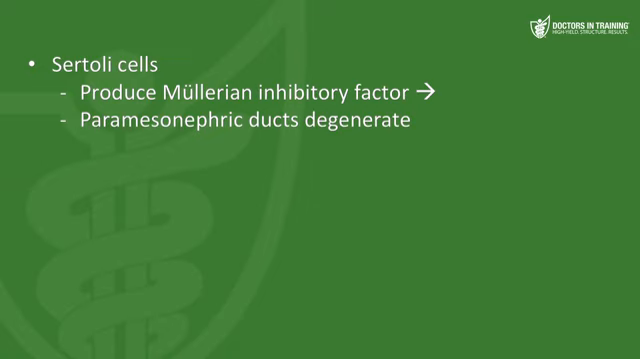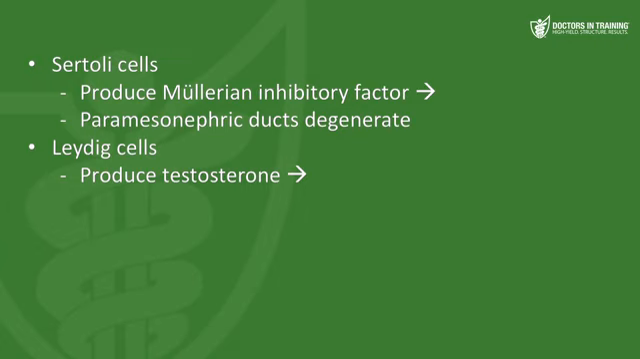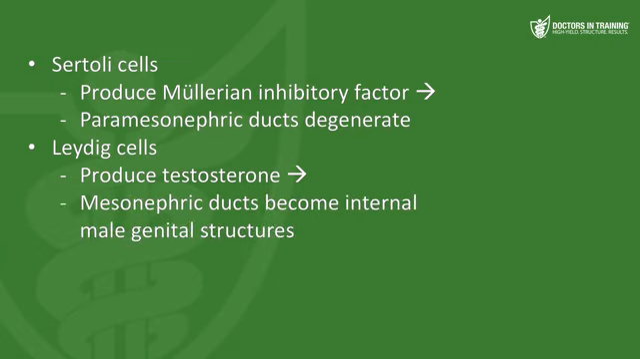The second cell type, the Leydig cells, produce the second hormone, testosterone, and testosterone is what stimulates the mesonephric or Wolffian ducts to become all of the internal male genital structures, the seminal vesicles, the epididymis, the vas deferens, all those things that sperm travel through except for the prostate. That develops with the external genitalia for whatever reason. So that's 2 cell types and 2 hormones.